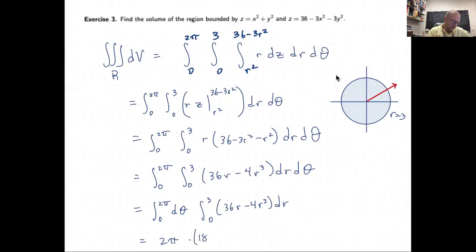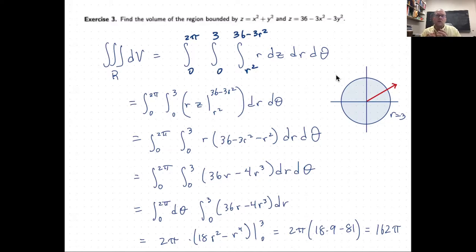You have 18r squared minus r to the 4th, evaluate 0 to 3. So when you plug in there, you have 2 pi times 18 times 9 minus 3 to the 4th, 81. And I am going to step off to the side and multiply and subtract because it's the end of the day and I can't quite manage it. So I end up with 162 pi if I entered that into the calculator right.